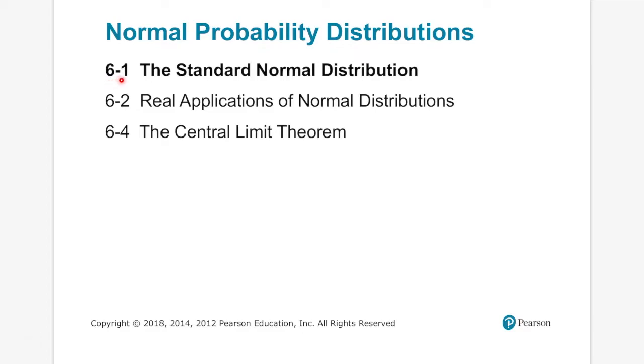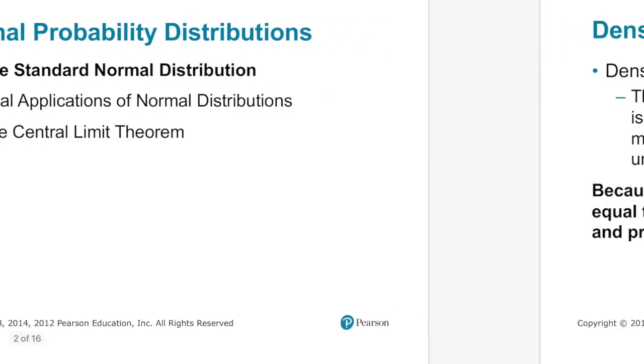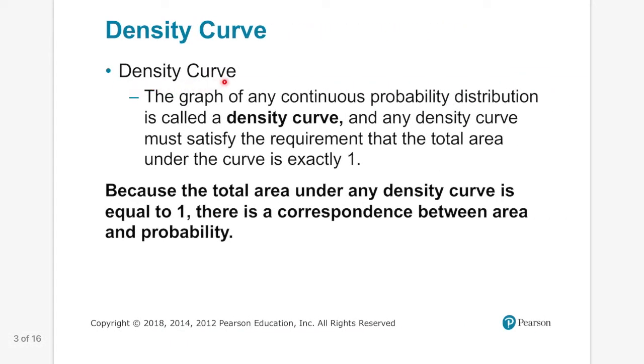Section 6.1 The Standard Normal Distribution. First, we have to define the density curve. The graph of any continuous probability distribution is called a density curve. And any density curve must satisfy the requirement that the total area under the curve is exactly 1.